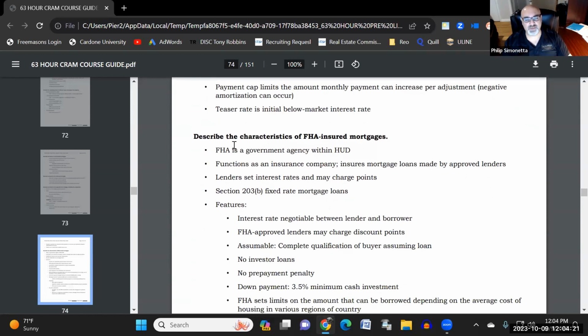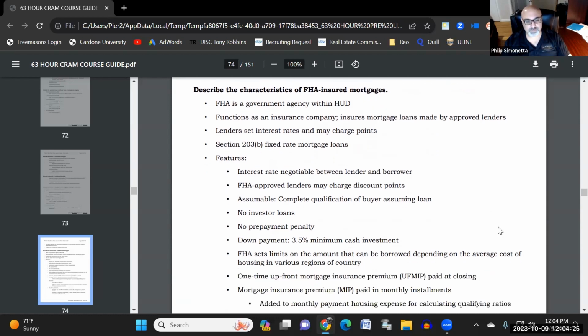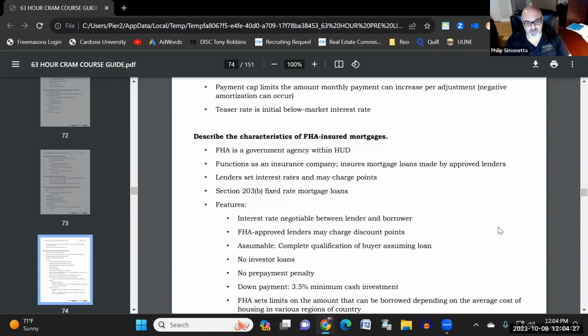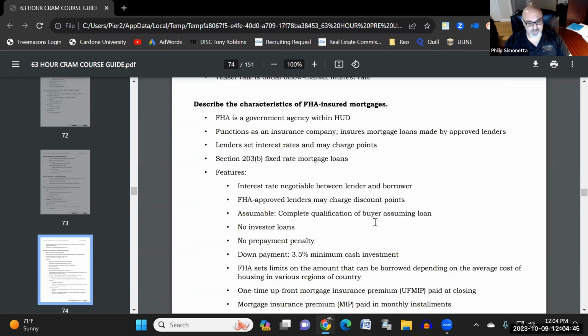So next is to describe the characteristics of an FHA insured mortgage. Okay, FHA is a government agency within HUD. It functions as an insurance company. It insures mortgage loans made by approved lenders. The lender sets interest rates and may charge points. Section 203B is what a fixed rate mortgage loan is called under FHA, a 203B loan.